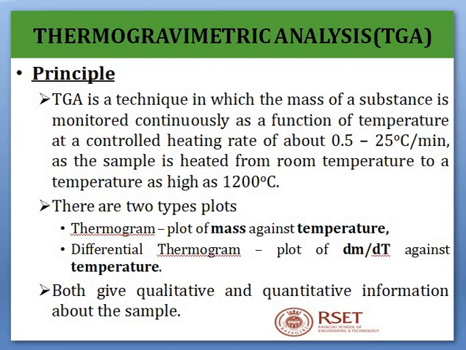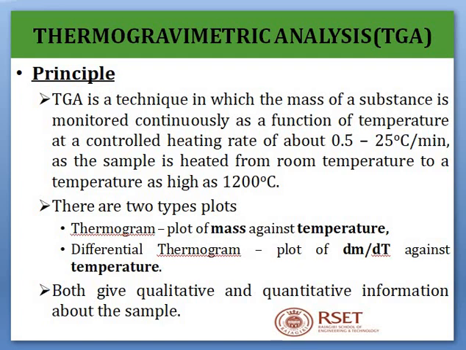In thermogravimetric analysis, first we can see what is the principle behind it. It is a technique in which the mass of the substance is plotted against temperature. Mass versus temperature. For this, we are heating the sample at a controlled heating rate, from room temperature to a higher temperature, as high as 1200 degrees Celsius. The graph obtained from this instrument is known as a thermogram. A thermogram is a plot of mass against temperature.